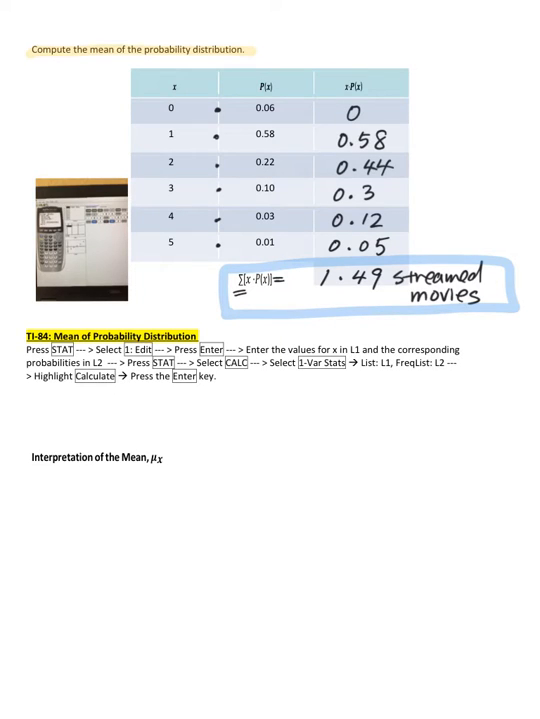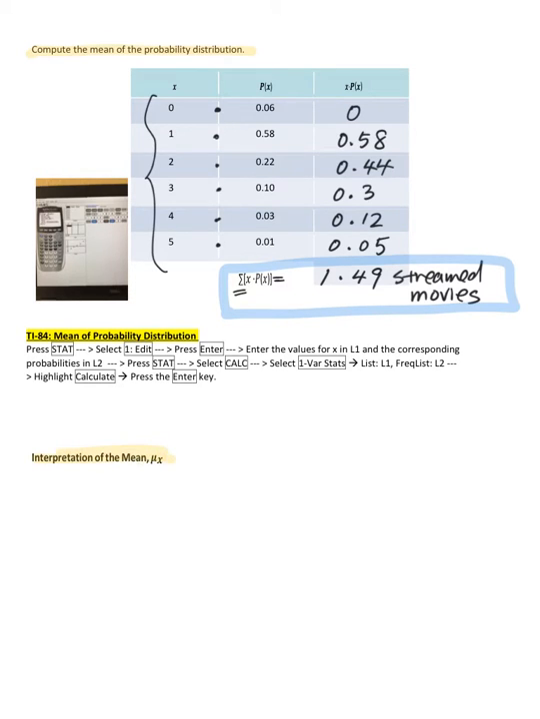Okay, so there are only 6 possible values here. This was fairly easy to calculate by hand, but if it's larger, then it will be kind of tedious to calculate by hand. So you're more than welcome to use your calculator on this, okay? All right, so let's see how we can interpret this mean.